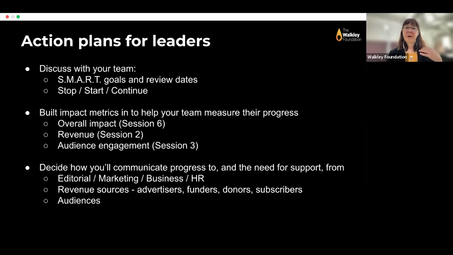Everyone likes to feel like they've made progress. It's nice to be able to have some figures to look at. So our session 6 in July will look at overall impact. Our session 2 looked at revenue impact, and the third session on audience engagement will help you with tools and approaches to deliver that. So if you think about this series from the foundation as a whole, you'll be able to identify some processes to get impact metrics in.